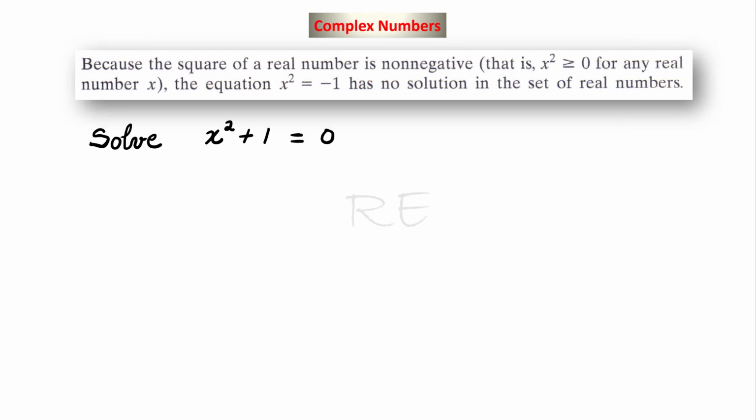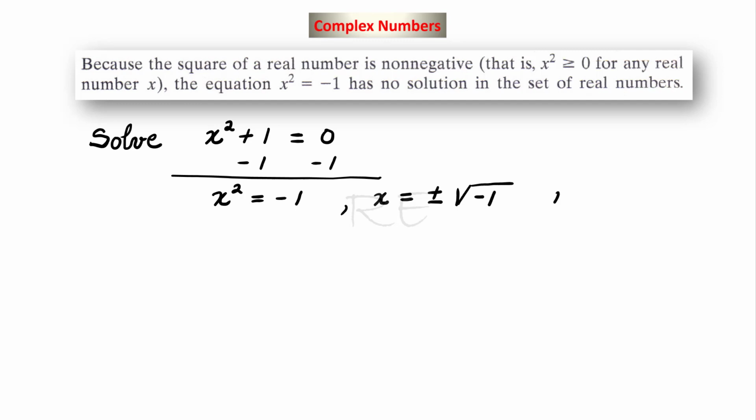Solve x squared plus 1 equal to 0. We're going to subtract 1 from both sides, and x squared is equal to -1, and x is equal to plus or minus square root of -1. Square root of -1 is not a real number.